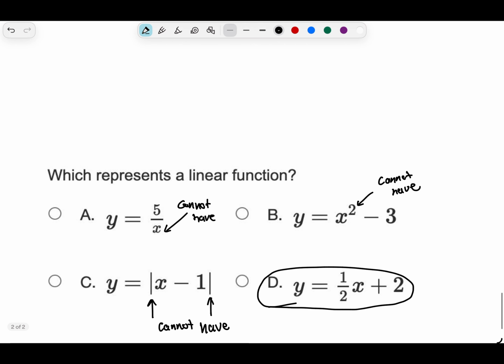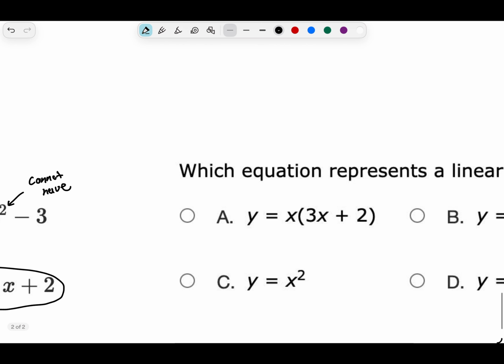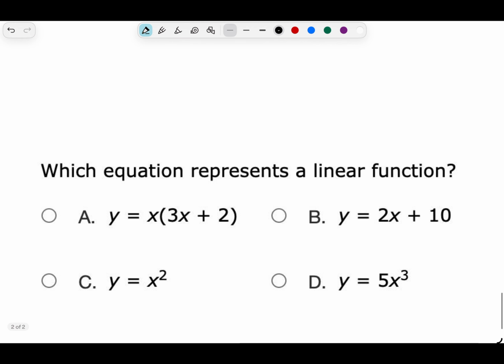Now if we look at our last example, it says which equation represents a linear function. If we go through and break apart each answer choice, we're going to pick out which one will fit ax plus by equals c, or y equals mx plus b. That is what a linear function equation should look like.